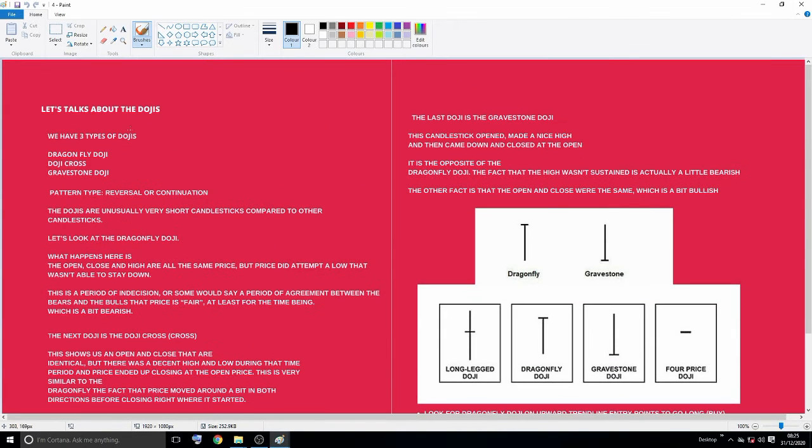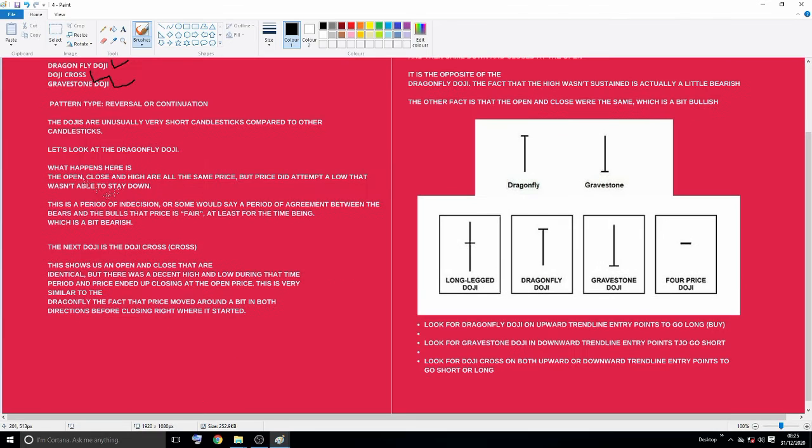So let's talk about the dojis. We have three types of dojis, as I mentioned earlier. We have a dragonfly doji, a doji cross, and a gravestone doji. The doji pattern type is a reversal or continuation pattern. I will explain it when we look at the examples. Dojis are unusually short candlesticks compared to other candlesticks. So dojis are very short, and they can be tiny on the chart.